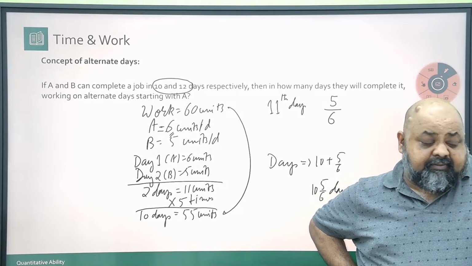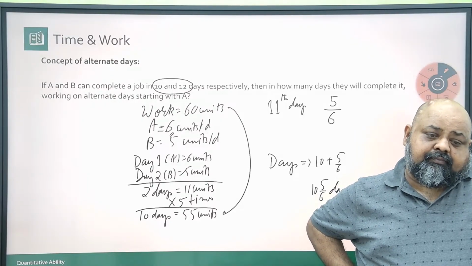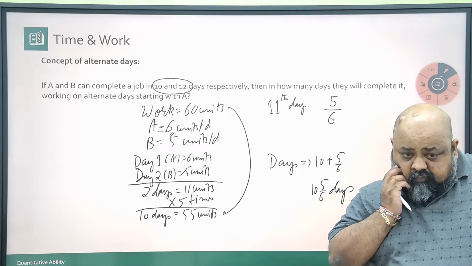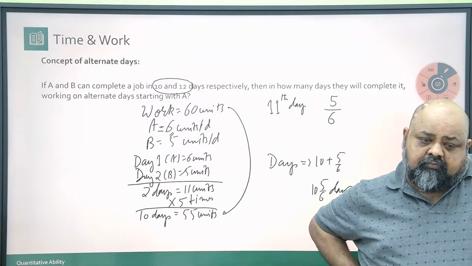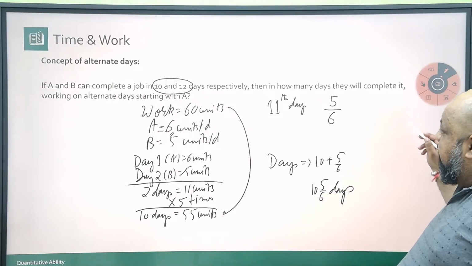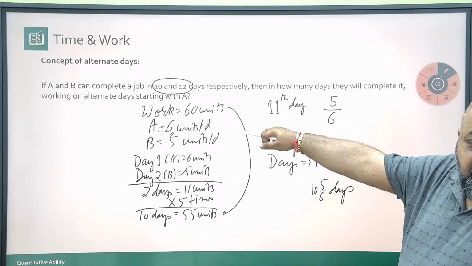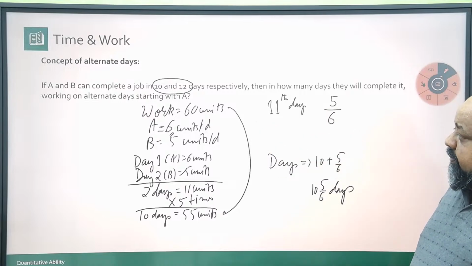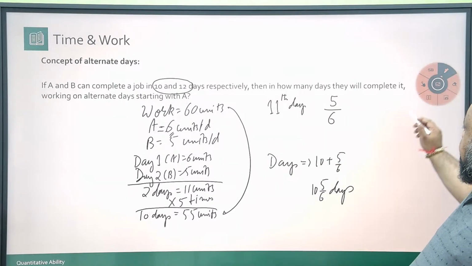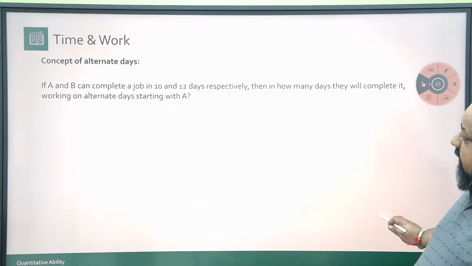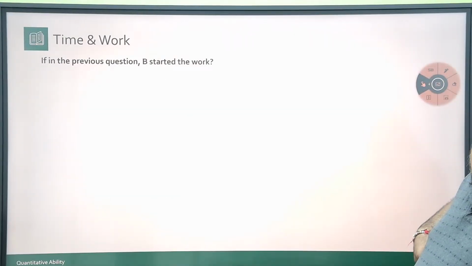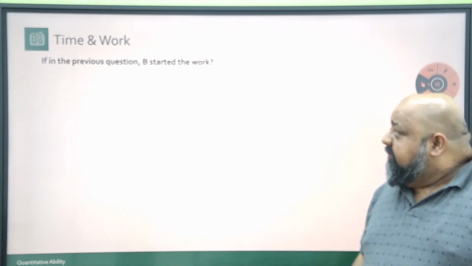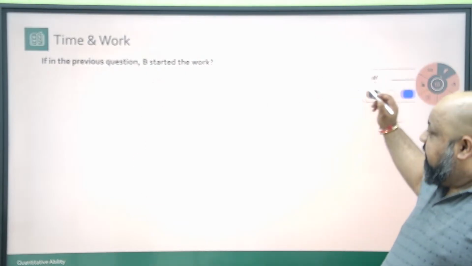Alternate days A and B working. Now in this question, what is the role of starting with A? अगर ये starting with B होता तब क्या होता? A and B, I'll just write that here.